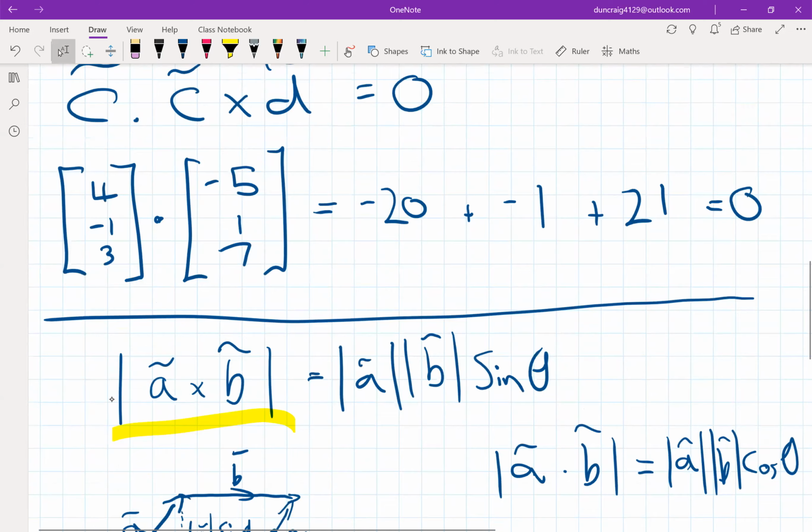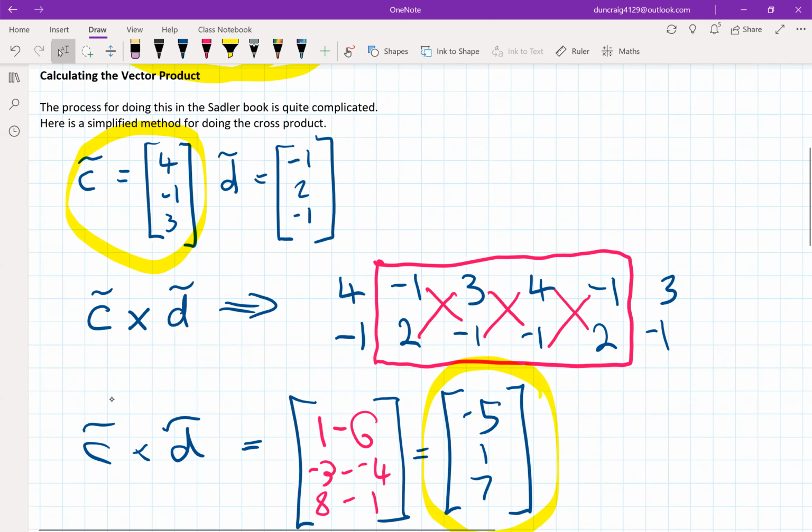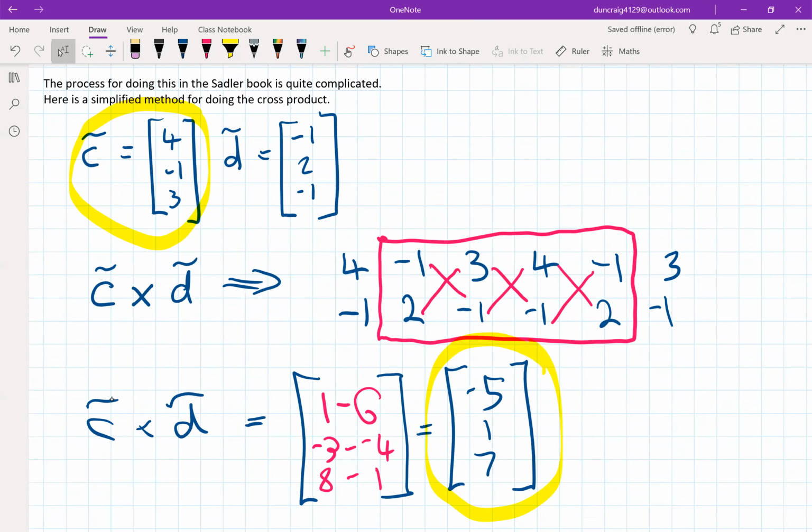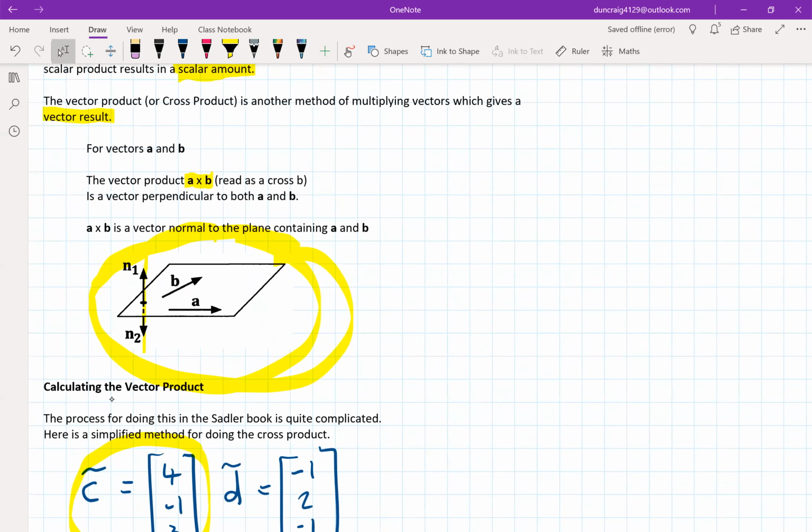So the key takeaway from today is knowing that if you've got two vectors and you multiply them together, you can produce a vector result that is perpendicular to those two vectors, and that's the method for doing it, and that's the visualization of it there in that diagram.